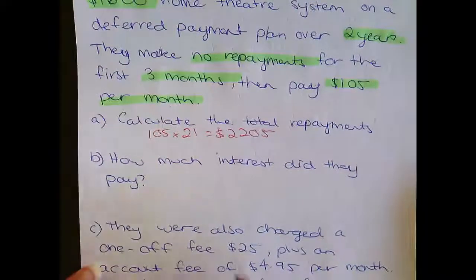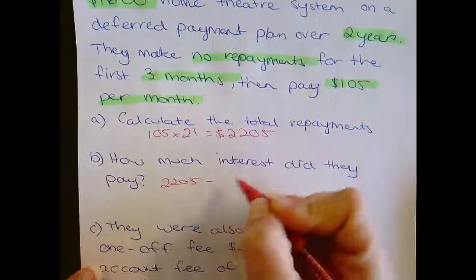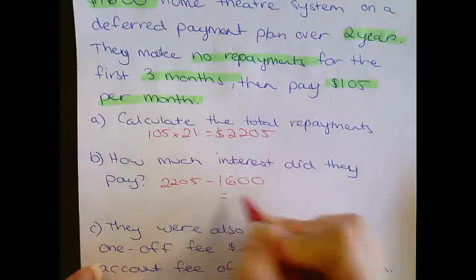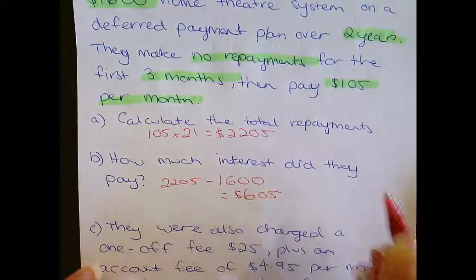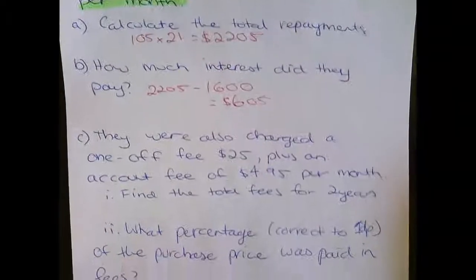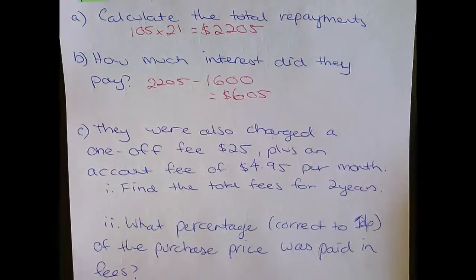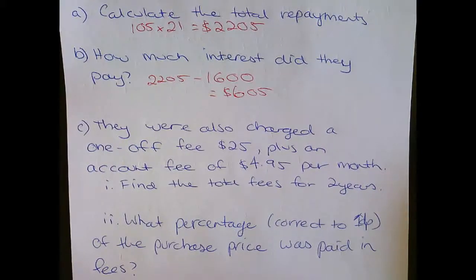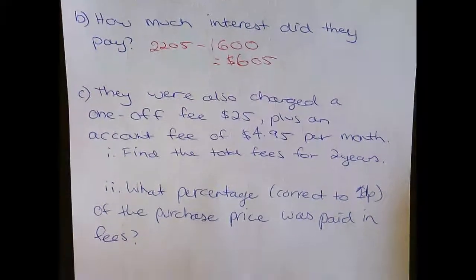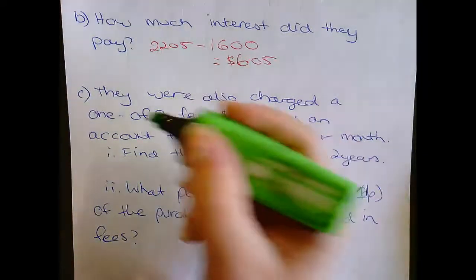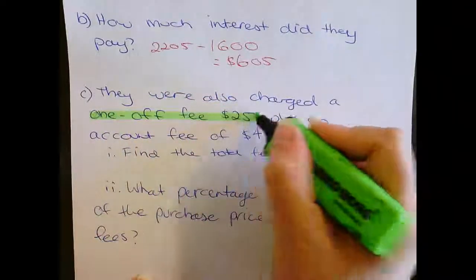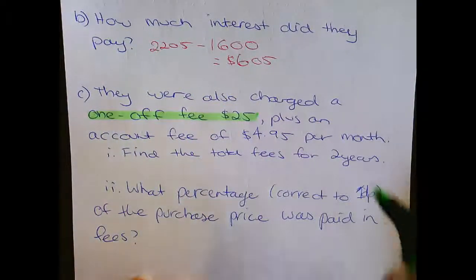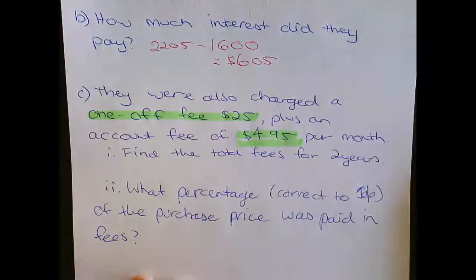How much interest did they pay? So how much extra? That'd be $605 in interest. Now, typically, these places that offer you payment plans are not just going to say, here's the interest rate, they also charge fees. So they were also charged a one-off fee of $25 plus an account fee of $4.95 per month. Find the total fees for 2 years.